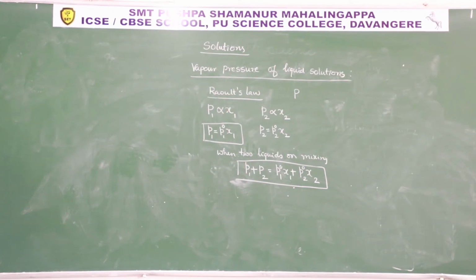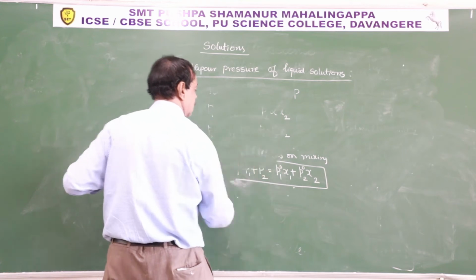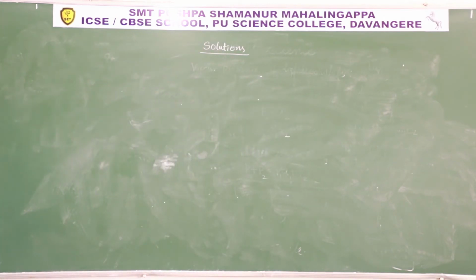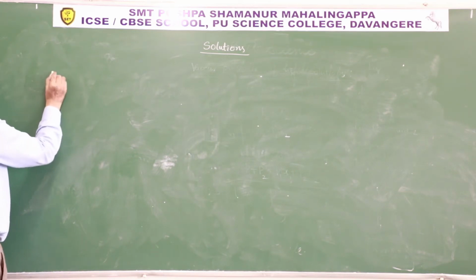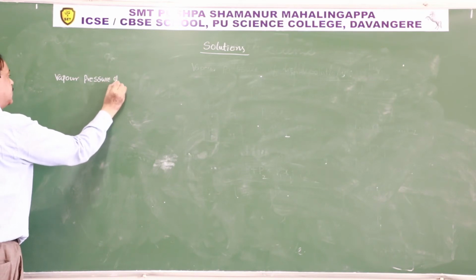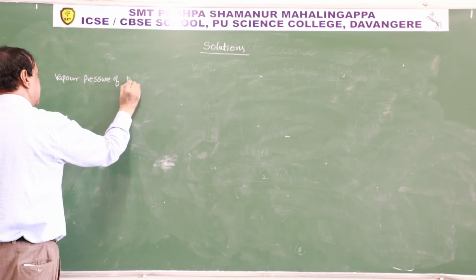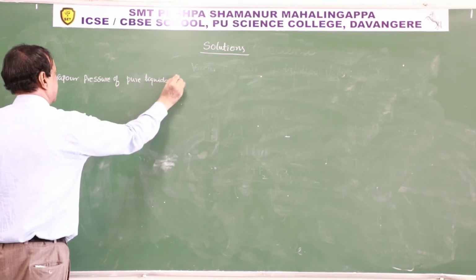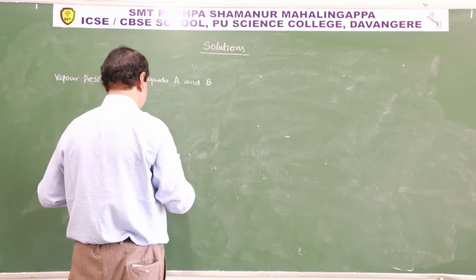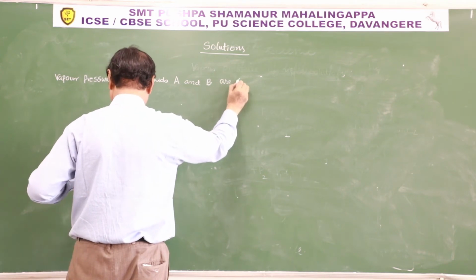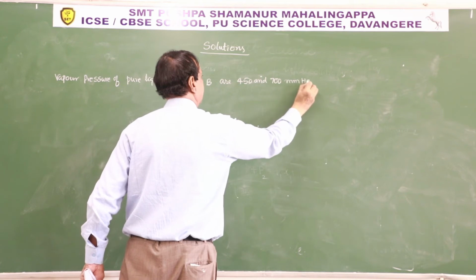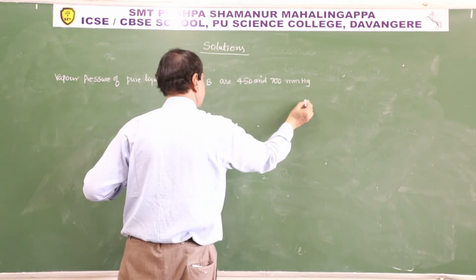Now try to solve the problem. The vapor pressures of pure liquids A and B are 450 and 700 millimeter of mercury, respectively.